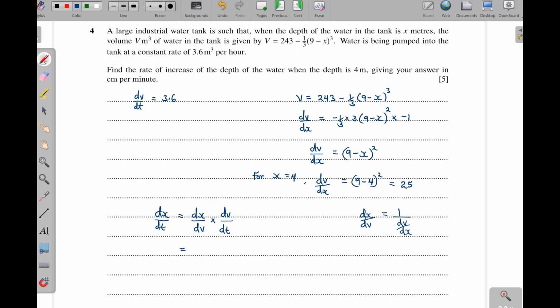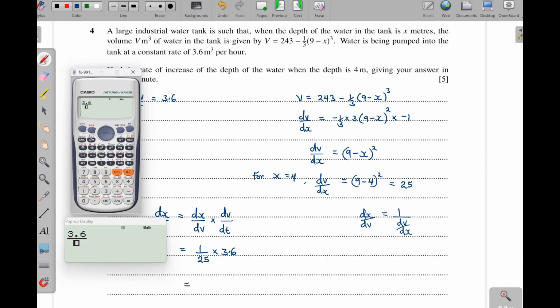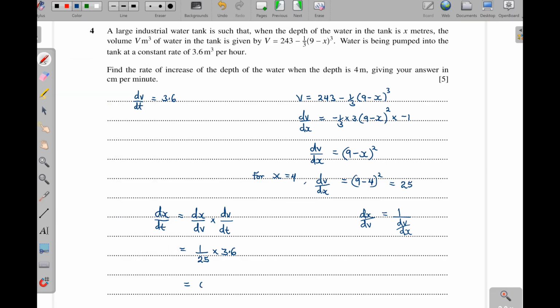So what is dx/dV? Remember, the dV/dx is this one here. So dx/dV is going to be 1 out of 25. Then times what is dV/dt? It is given as this. So we shall have 3.6. And then everything simplified, what do we have? 3.6 divided by 25. That one gives us 0.144.